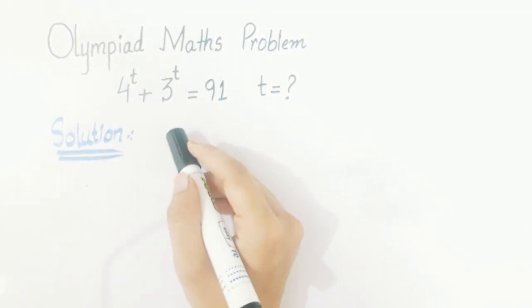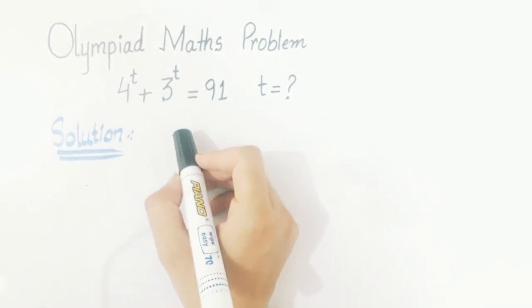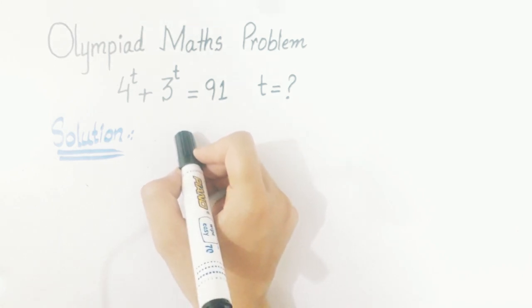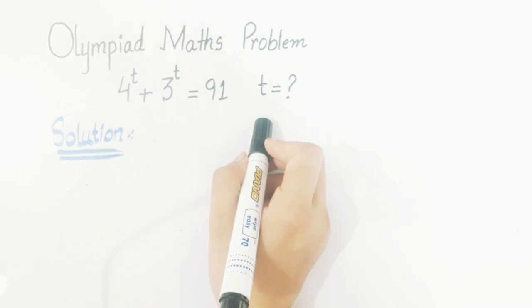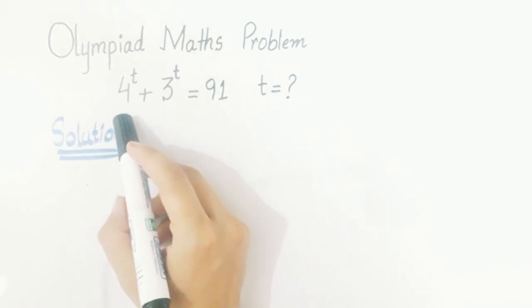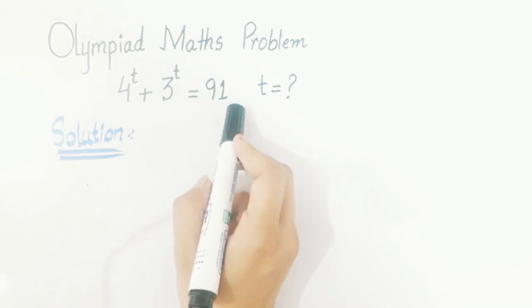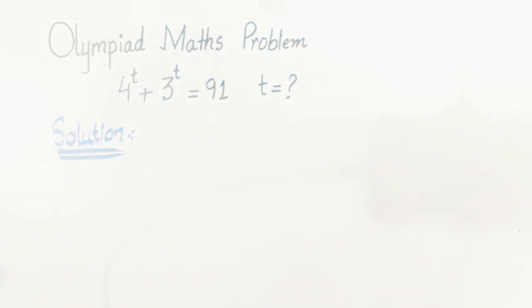They say only 1% of people can solve this. At first glance, it looks like a nightmare of logarithms, but there is a much simpler way to find the value of t. This equation is 4 raised to power t plus 3 raised to power t equals 91. You have to find the value of t.